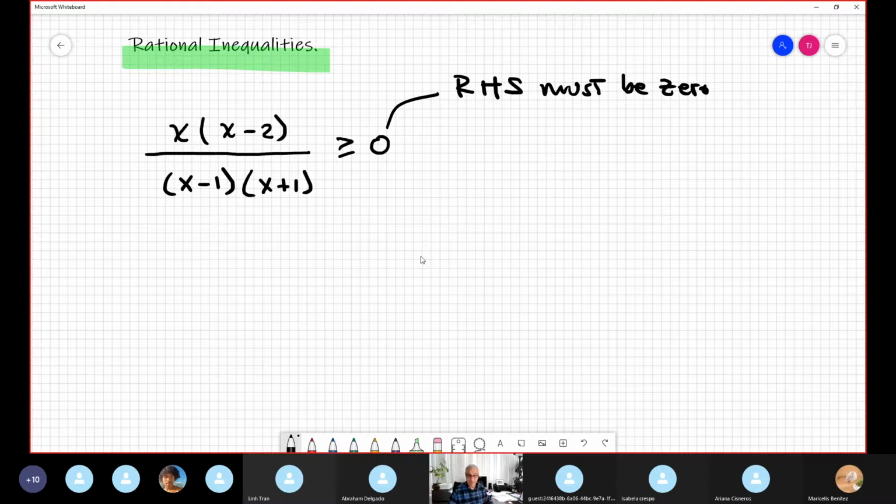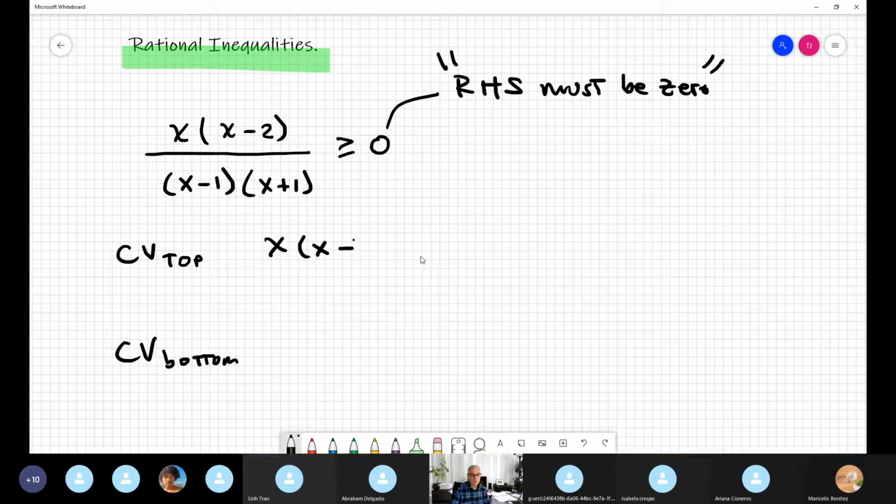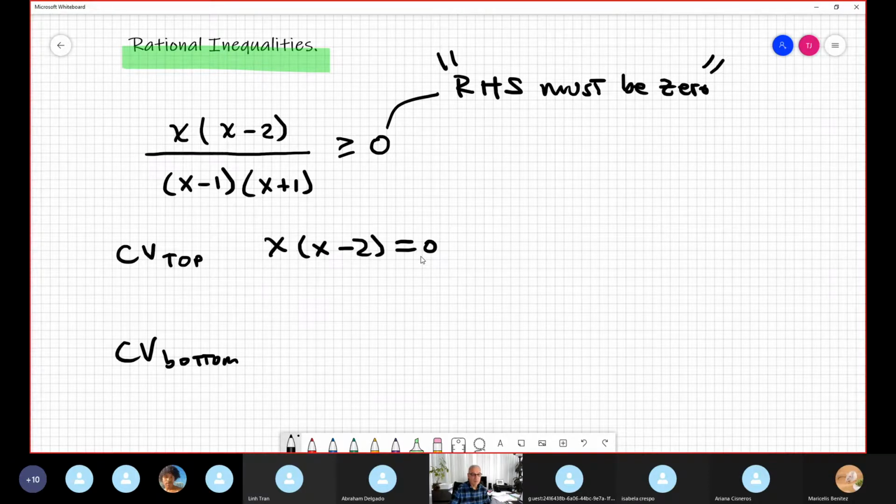The principle is this. You need to create always, anytime, right-hand side must be 0. Okay, now we have a fraction, and you determine the critical value. What is the critical value? Critical value in the top and critical value in the bottom. Critical value in the top is the polynomial in the top equals 0. Critical value in the bottom is the polynomial in the bottom equals 0.